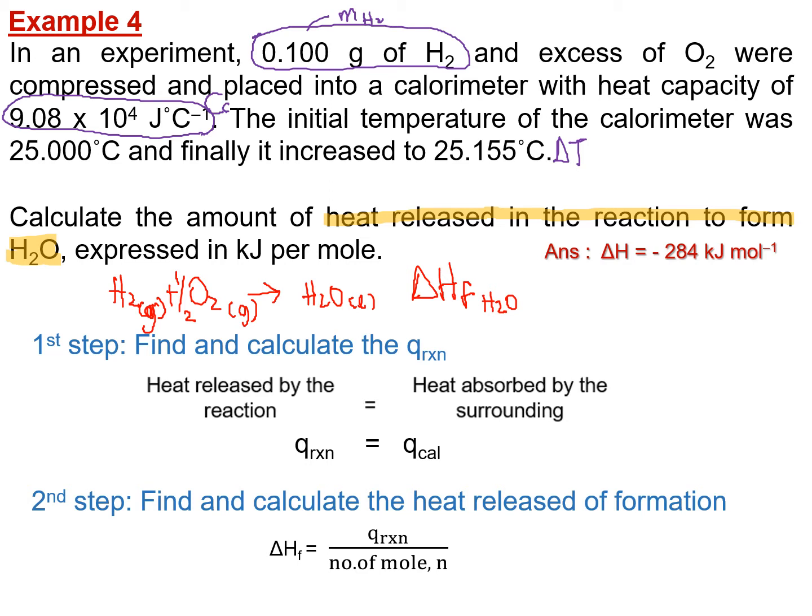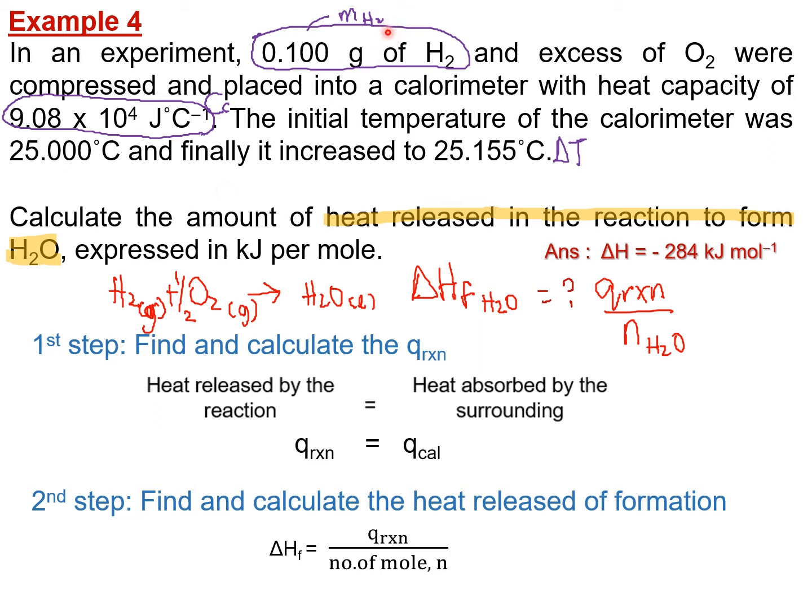So soalan suruh kamu cari enthalpy of formation. Macam mana nak cari enthalpy of formation? Untuk cari enthalpy of formation in joules per mole melalui calorimeter, it's going to be Q reaction bahagikan dengan number of mole. Number of mole siapa? Kalau enthalpy of formation of H2O, maksudnya dia suruh kamu cari number of mole of H2O. So this is going to be number of mole of H2O. Sebab itulah dia bagi kamu mass of hydrogen gas.